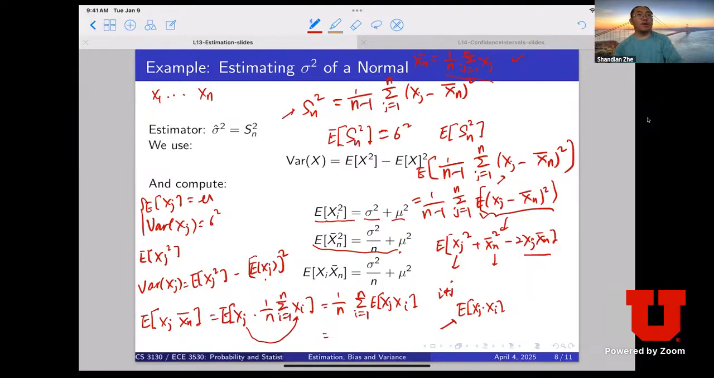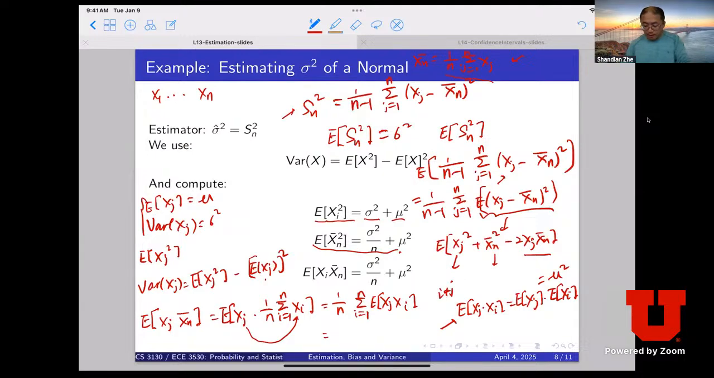In this case, remember, xi and xj are independent of each other. They have nothing to do with each other. So that means the expectation of their product can be written as the product of their expectations. You can write it as xj's expectation times xi's expectation, and both expectations are mu. So this gives you mu squared. Does it make sense? Any question?